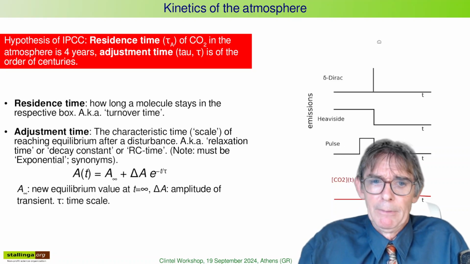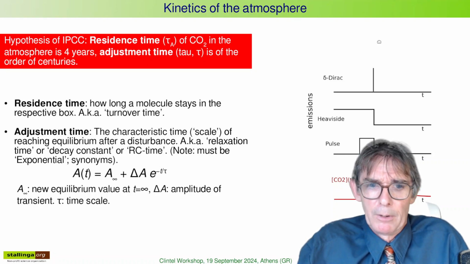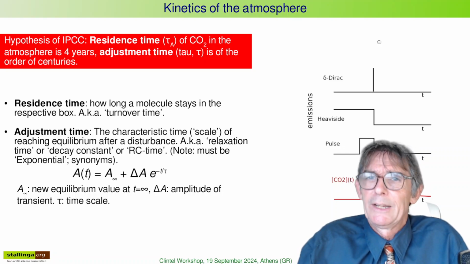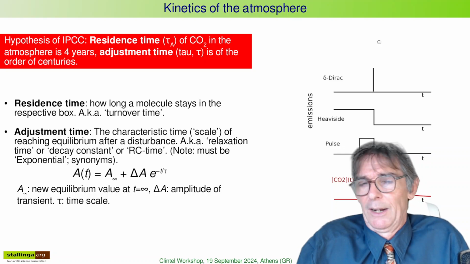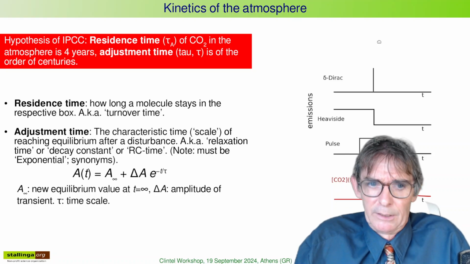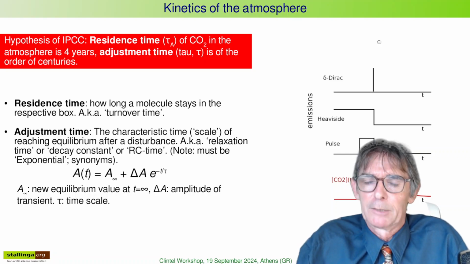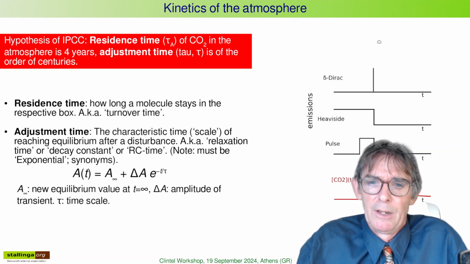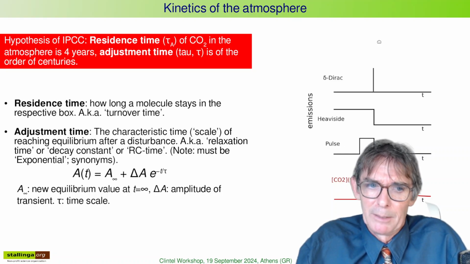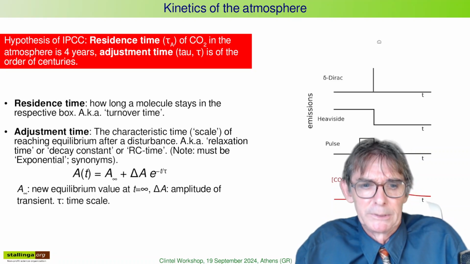The adjustment time is the characteristic time, the time scale, of reaching equilibrium after a disturbance, also known as relaxation time, or decay constant, or RC time in electronics, as I told you before. Note that if you talk about adjustment time, then the system must be exponential. These are synonyms. Other systems don't have an adjustment time because they're not exponential. Then it doesn't make sense to talk about an adjustment time.